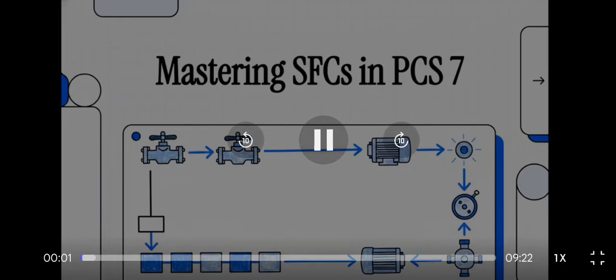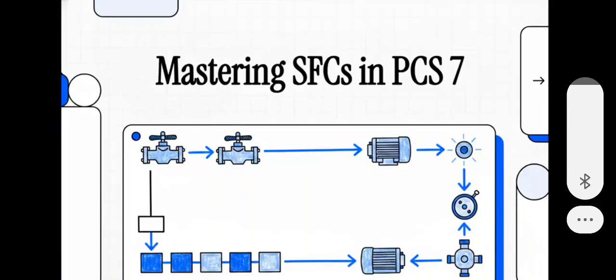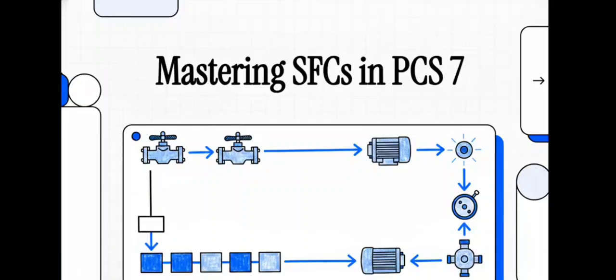Welcome to the Explainer. So, if you've ever looked at a massive industrial plant and wondered how on earth engineers decode the absolute chaos of thousands of valves, motors, and sensors into a clear, manageable framework, well, you're in exactly the right place. Today, we're going to explore how to bring order to all that chaos by mastering sequential function charts, or SFCs, in SIMATIC PCS7.